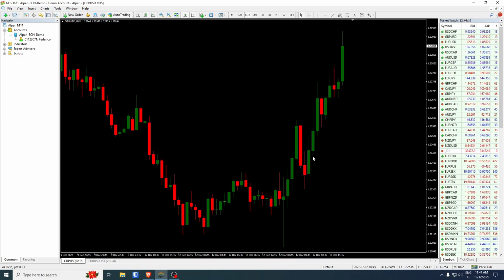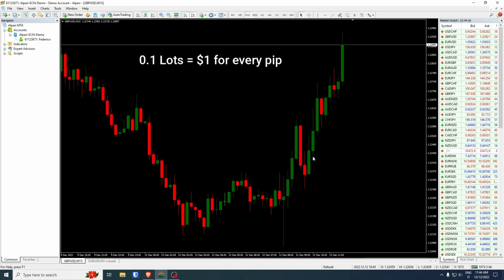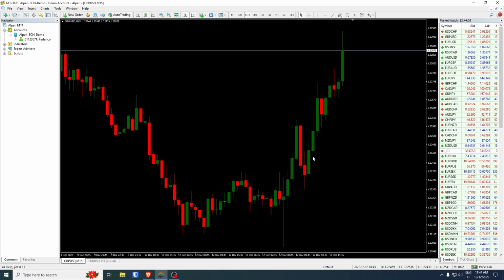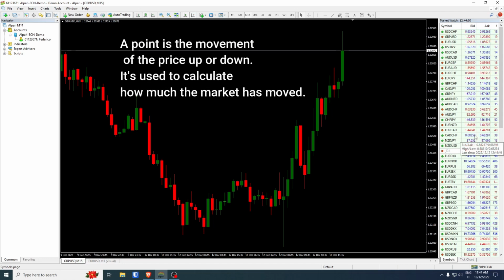First, let's talk about lots. Lots are essentially how much money you are investing in this operation, how much money you are speculating in this trade. For example, 0.1 lots moves like 1 euro, $1 per pip. So let's go back again and let's talk about what is a pip. A pip in the Forex market is 10 points. What are 10 points? They are just the movement of the price.